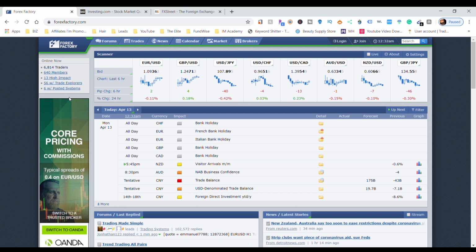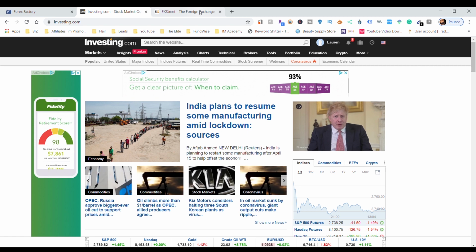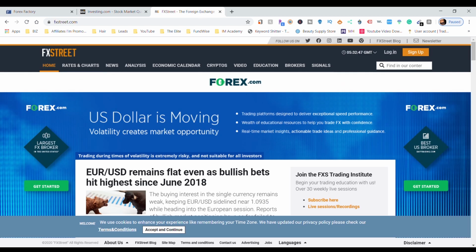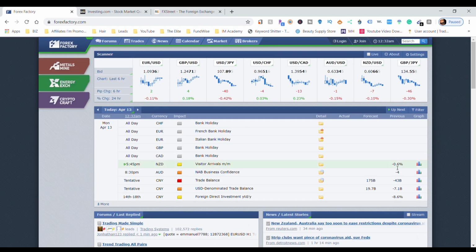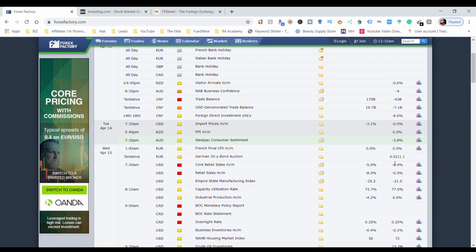All right, guys, so these are a couple of websites that you need to go to every day before you start trading. Forex Factory, Investing, FX Street. These are just a couple of news sites that you can go to. So what you want to do is, as soon as you get to Forex Factory, the calendar comes up. So with this website, all you have to do is click more. And then you can kind of see what's going on.